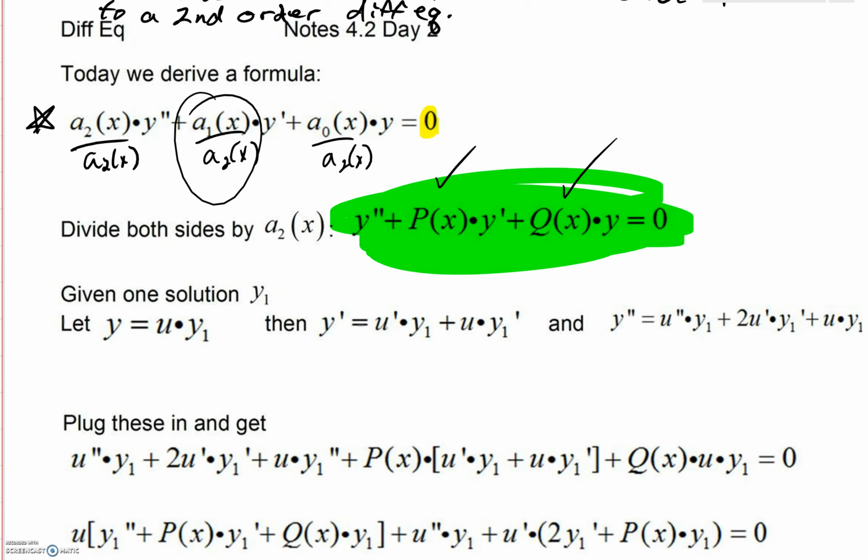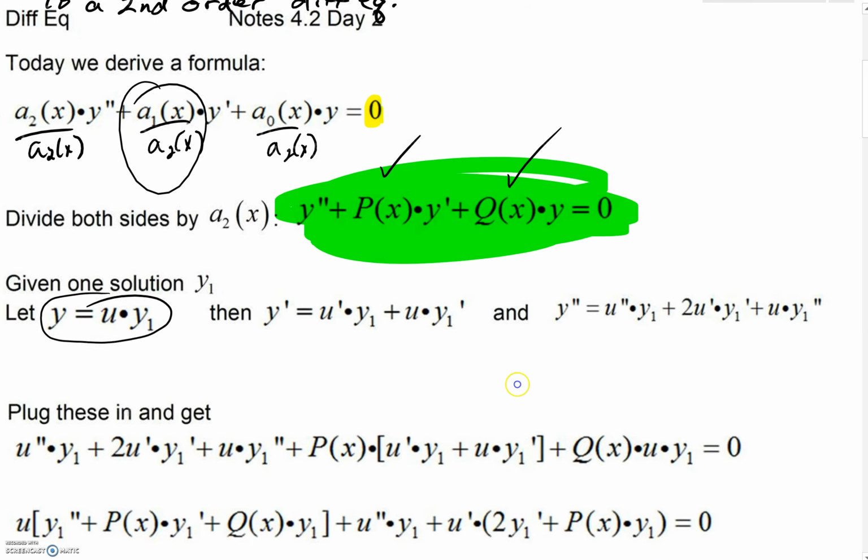But let's say that we are given one solution. Again, that can be a bit of a stretch perhaps, but let's say that we know one exists and we're told what it is. y is equal to u times y sub 1. The next step is to take a derivative. You'd get y prime, a product rule. You'd have u prime times y1 plus u times y1 prime.